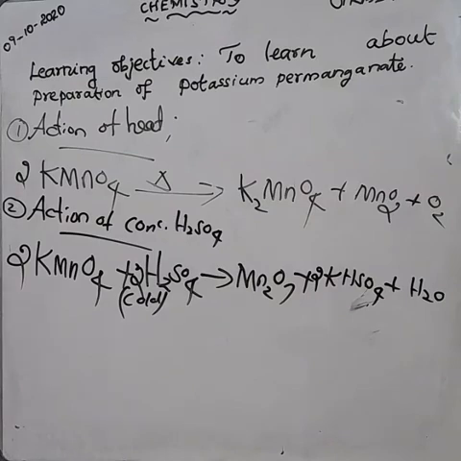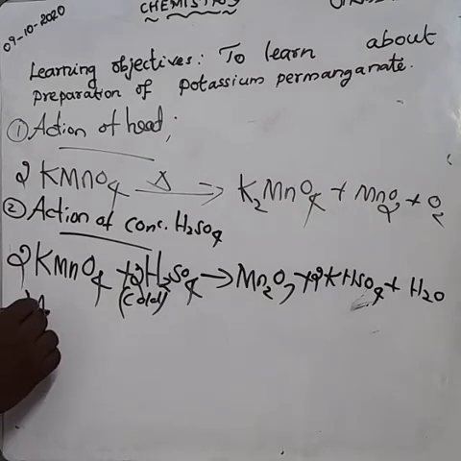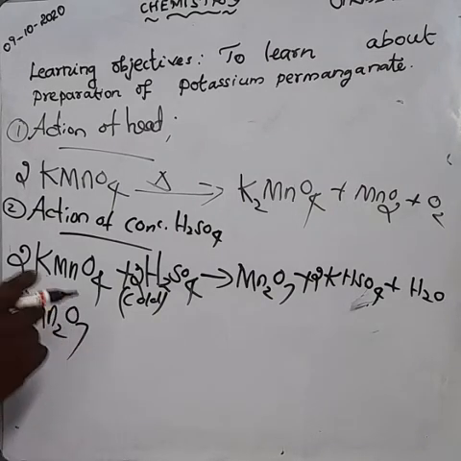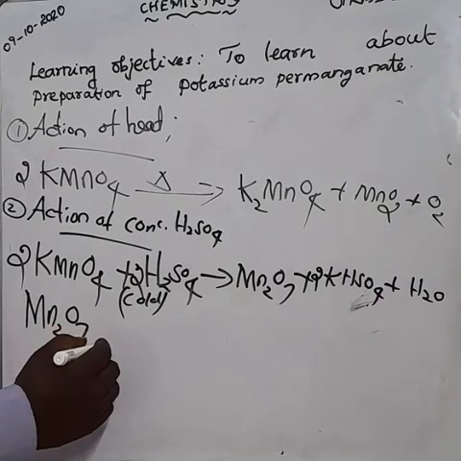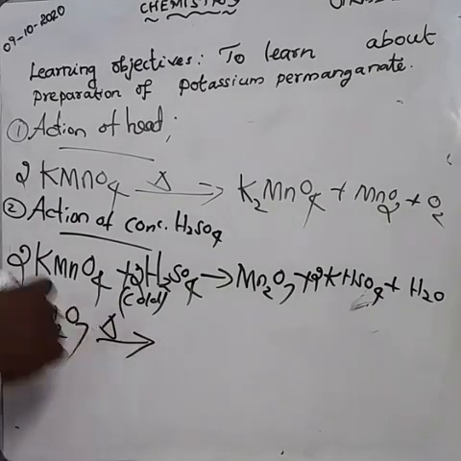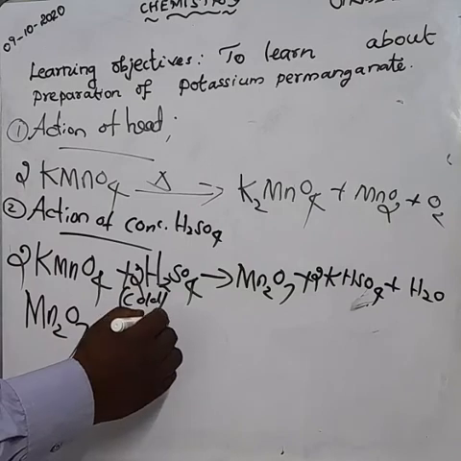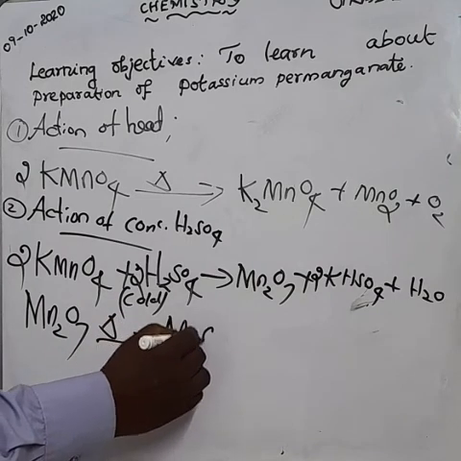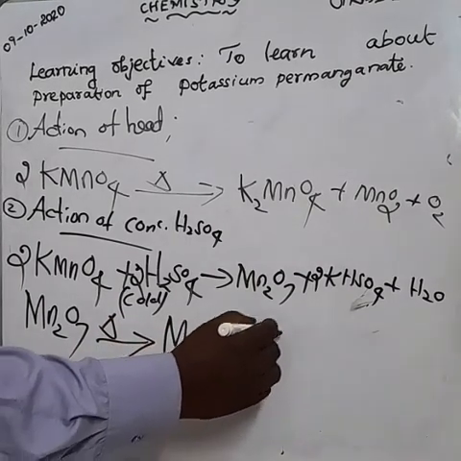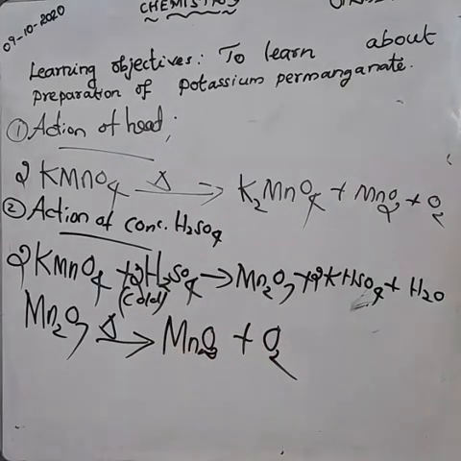Next about manganese heptoxide, that is Mn2O7. Mn2O7 on heating, what's the product? On decomposition, on heating we get MnO2 plus oxygen. MnO2 plus oxygen. So how can you balance the equation?